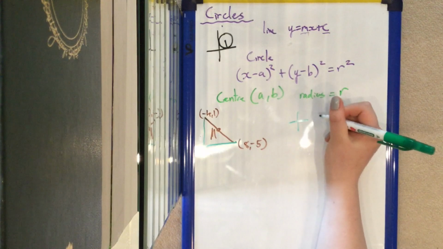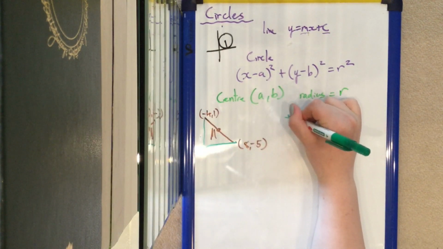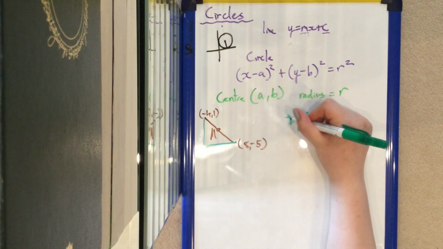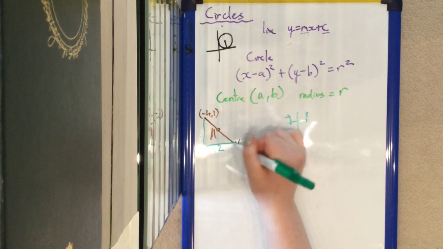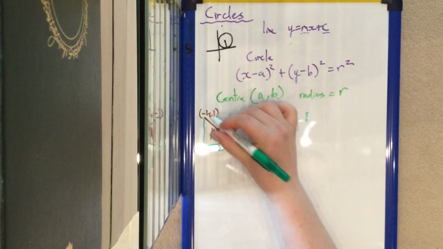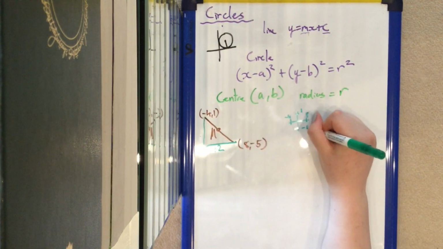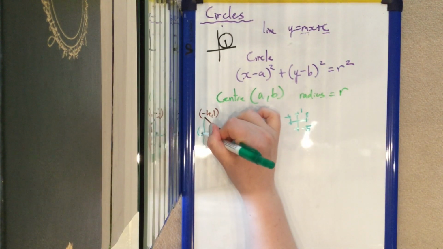Here's a graph so you can follow along. The x-coordinate of this point is -4, here. The x-coordinate of this point is 8, here. So to get from -4 to 8, I have to go across 12. So this distance here is 12. Similarly with the y-coordinates, the y-coordinate here is 1, the y-coordinate here is -5. To get from 1 to -5, I have to go down 6.